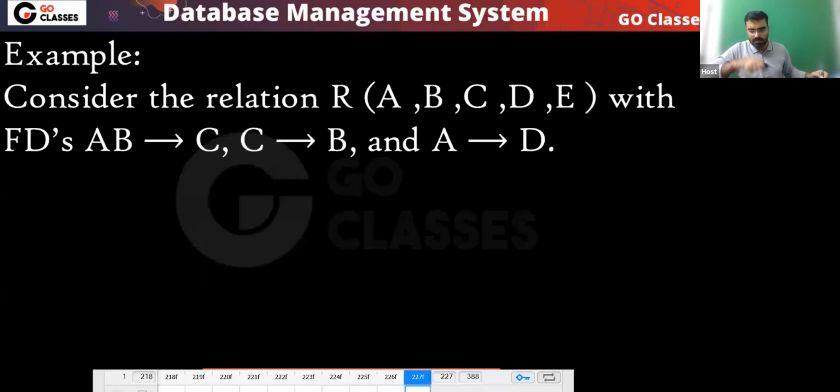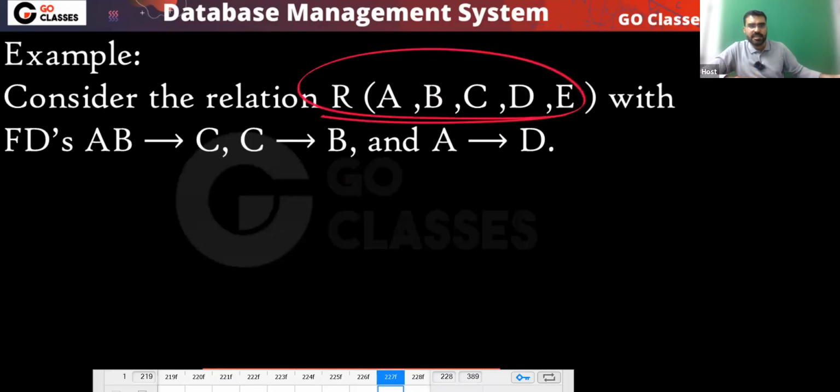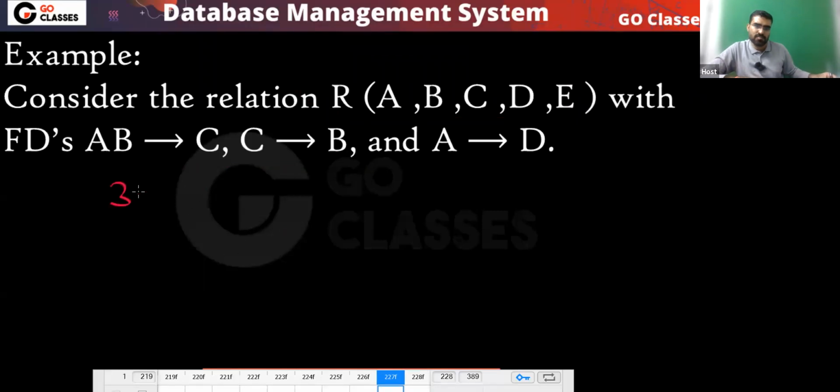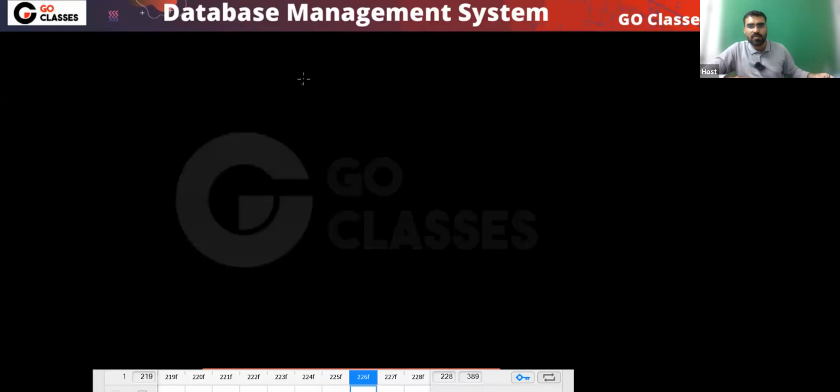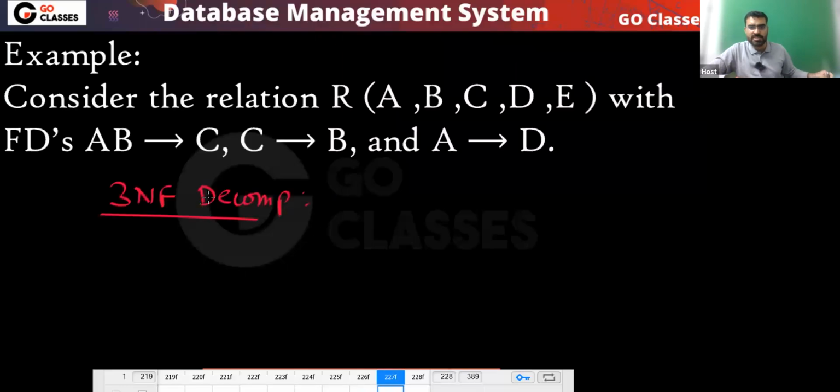Let's see this example. So this is your relation R(A, B, C, D, E), and these are your functional dependencies. Give me 3NF decomposition. This synthesis algorithm, what will it guarantee? It will guarantee lossless and dependency preserving. So give me 3NF decomposition.